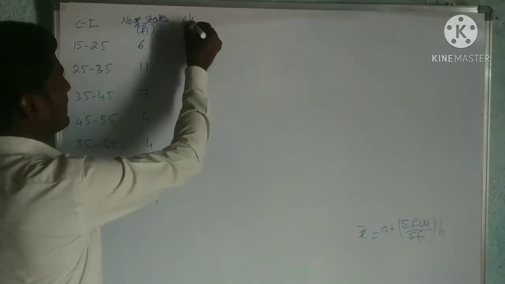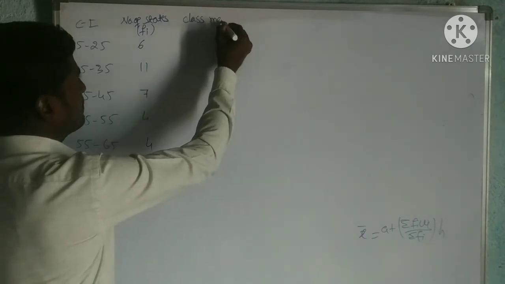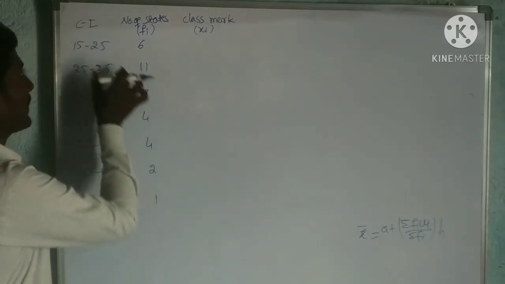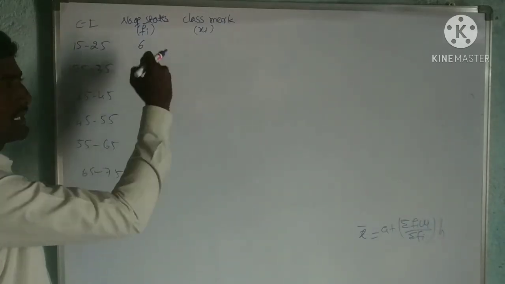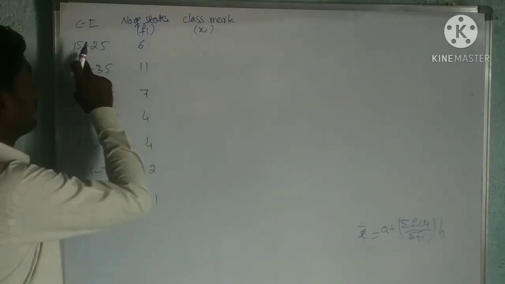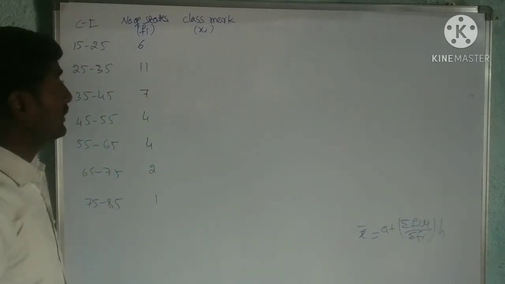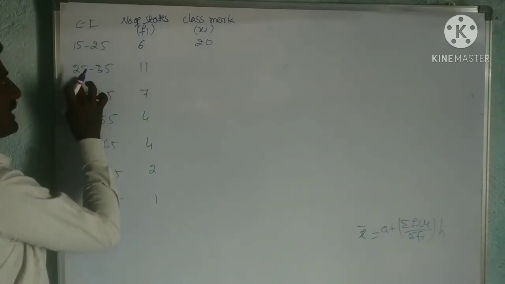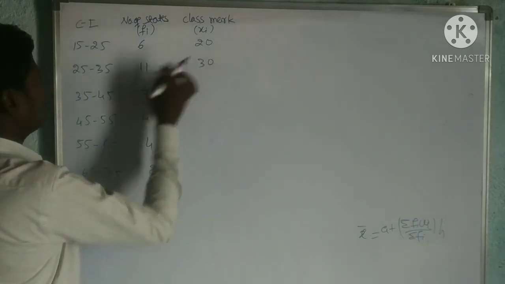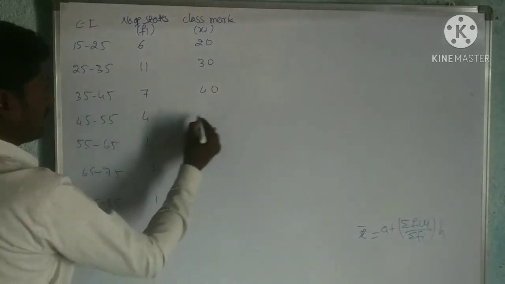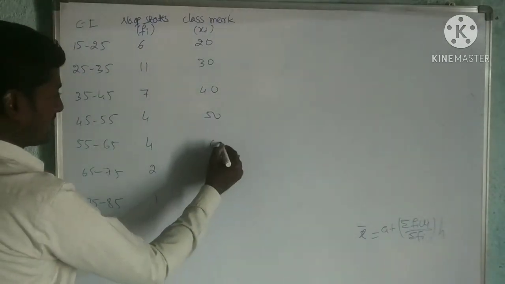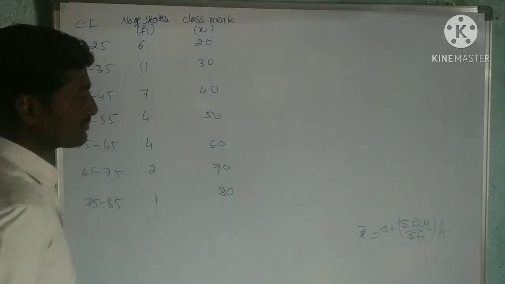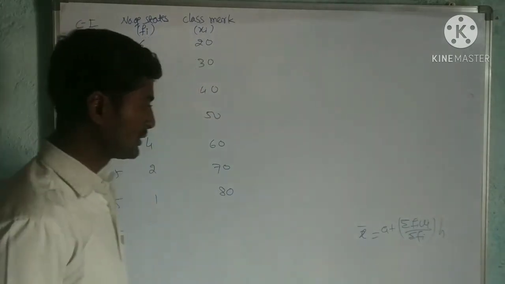So let us take the class mark, xi. Now xi is the middle of the class, meaning the upper limit plus lower limit divided by 2, that is the class mark. 15 plus 25 is 40, 40 divided by 2 is 20. The mid of 25 and 35 is 30, then 40, 50, 60, then 70, and then 80.